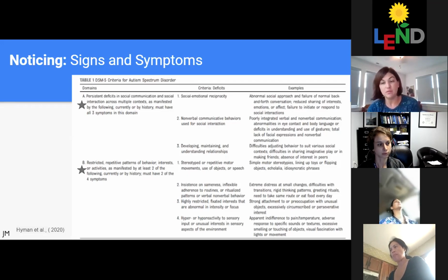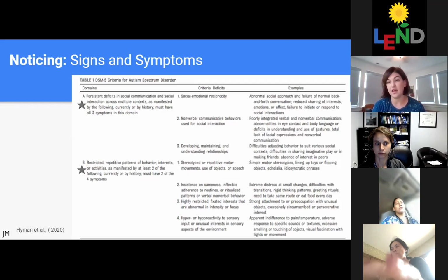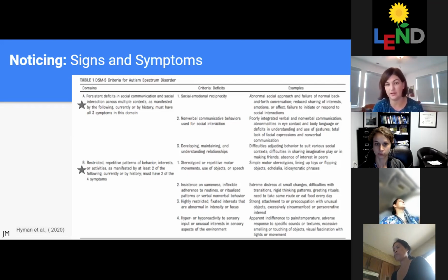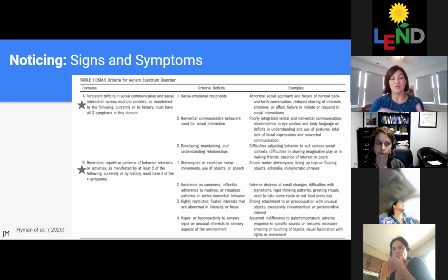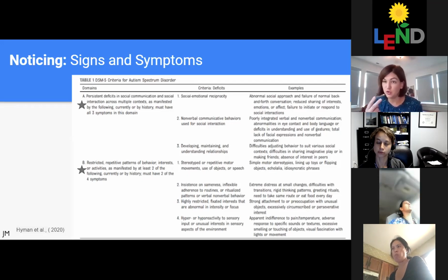To meet criteria for autism, an individual must show deficits in social emotional reciprocity, differences in the nonverbal communication that they use, and difficulty in developing, maintaining, and understanding relationships. All three of those aspects put together is how we describe an overall deficit in social communication. Now, in the restricted and repetitive patterns of behavior area, an individual would only need to meet criteria for 2 out of the 4 elements in that aspect.